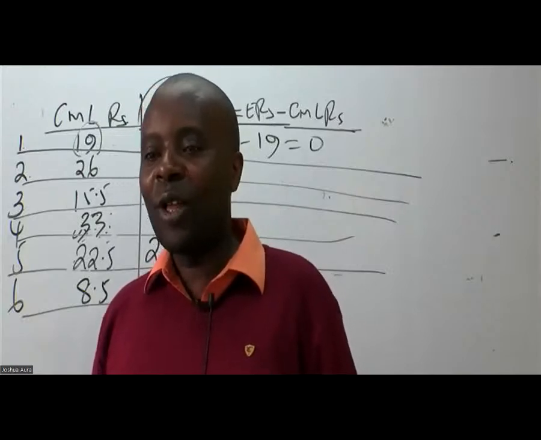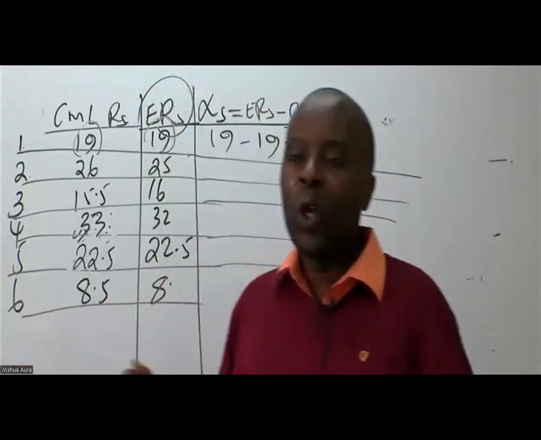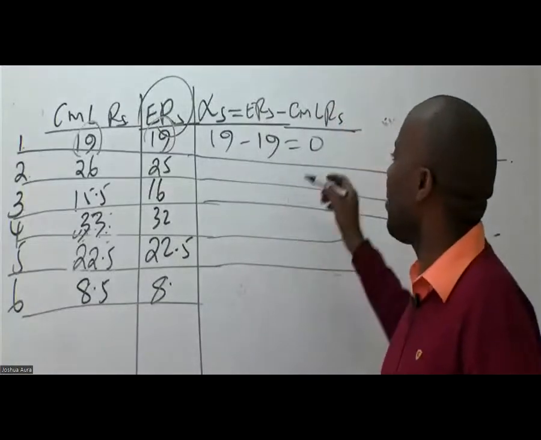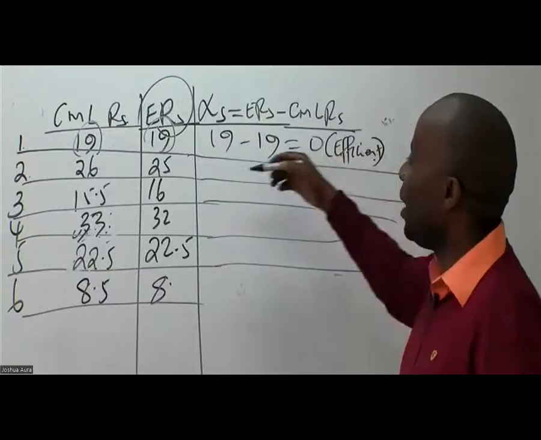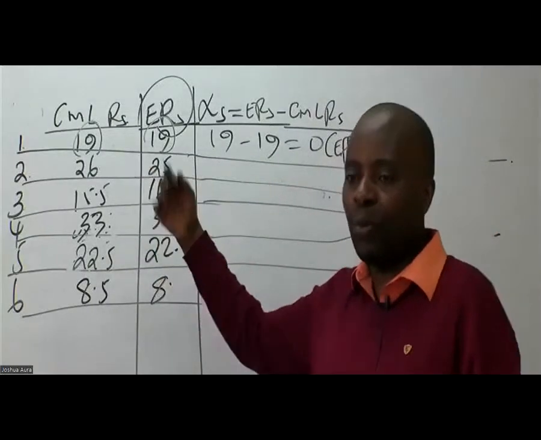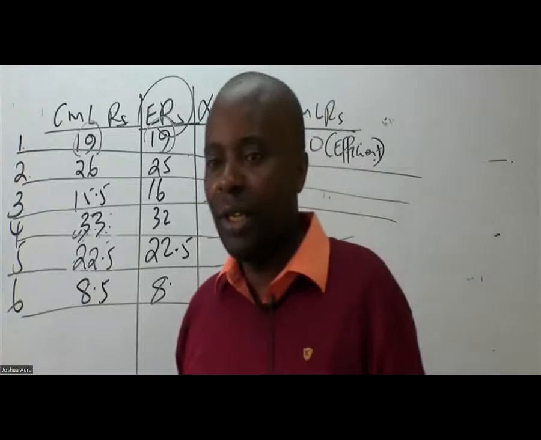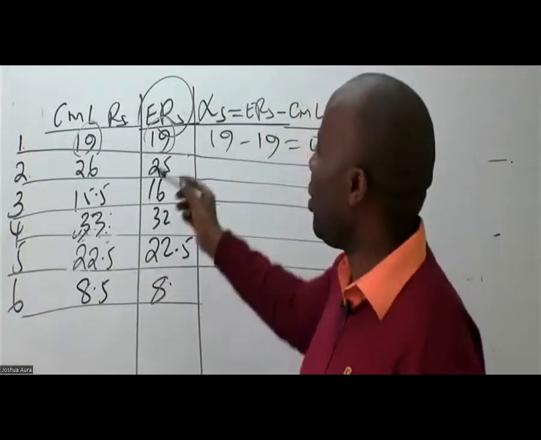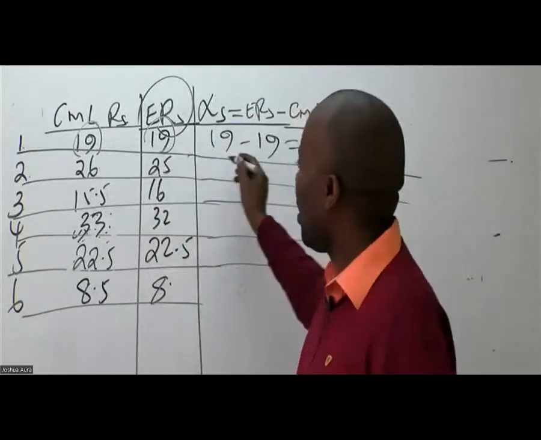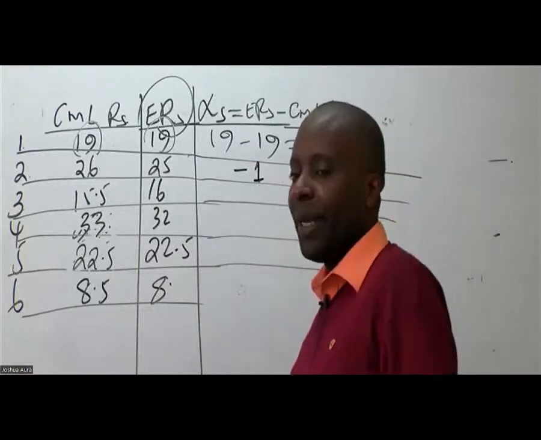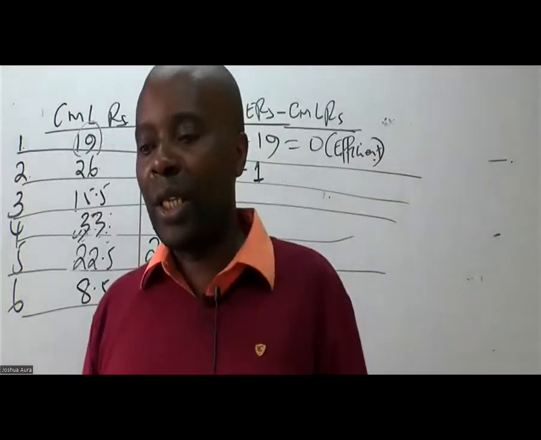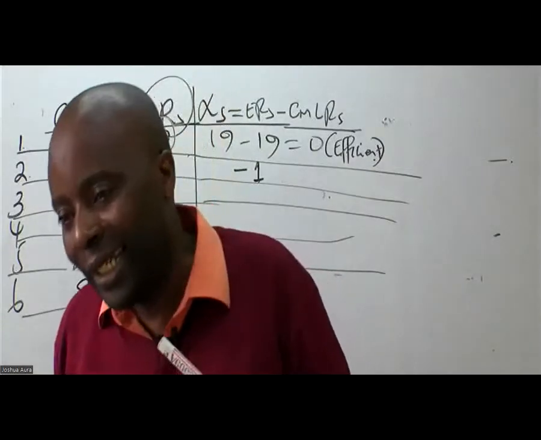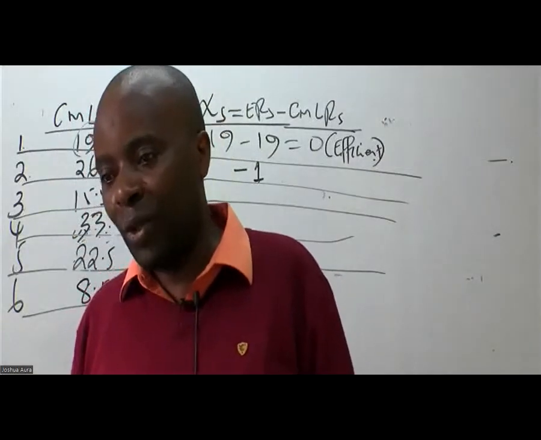Inefficient, no. When it's 0, it's at break even. When it's at break even, then we talk of efficient. The model is efficiently able to predict for us. The second one will be 25 expected return minus this, which will end up giving me minus 1. So minus 1, how do you call this? Super efficient really?